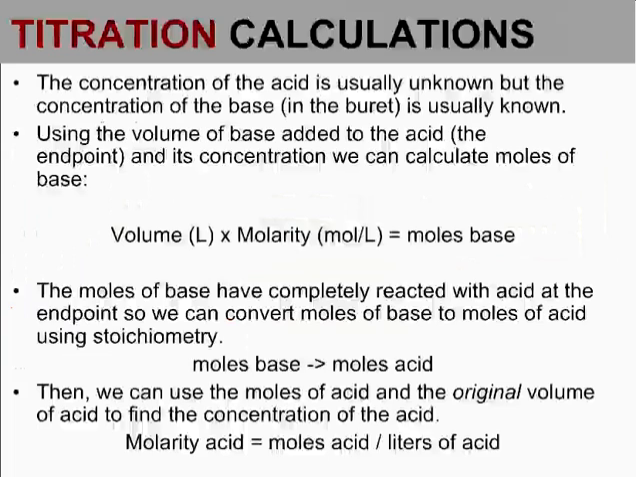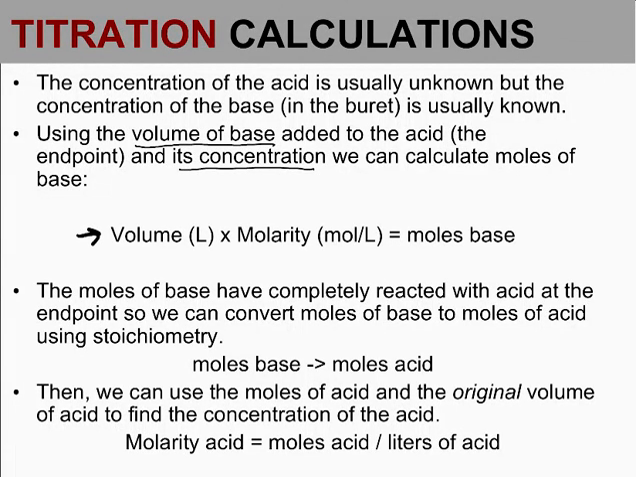All right, so we said that during the titration, we add some base to our acid until we reach the end point, so the point at which it's neutral. And then we record the volume of base added. So we can use the volume of the base and its concentration to determine how many moles of base were added. So here is our calculation for that.